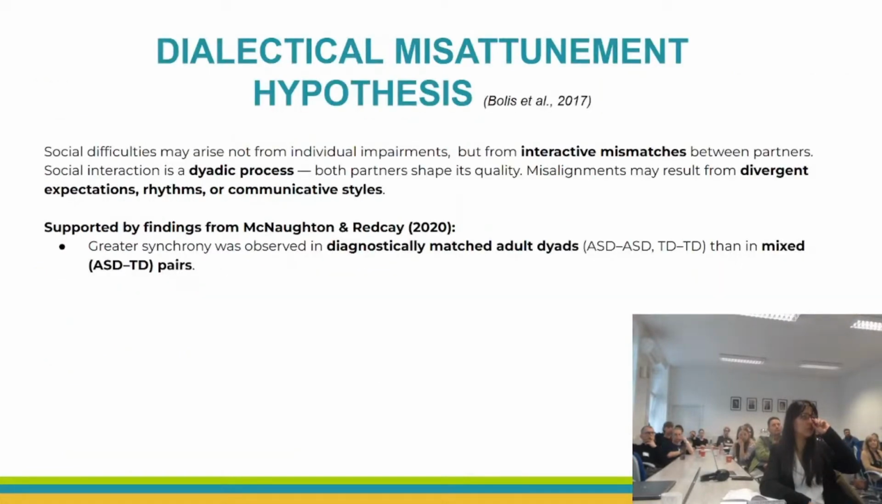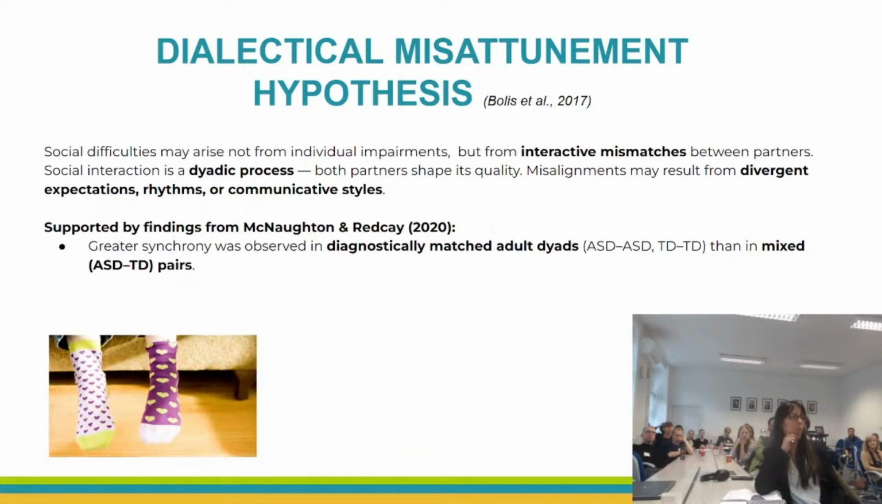So the findings we've seen so far reflect wide variability, not just in behaviors, but in fit between partners. This invites us to move beyond individual explanation and consider a more relational lens. So the dialectical misattunement hypothesis offers an important shift in how we interpret social challenges in autism. It suggests that what we often describe as social deficits might actually be relational mismatches.